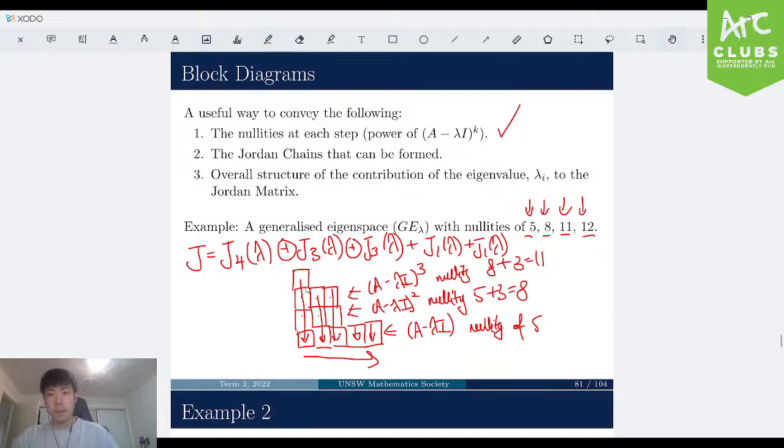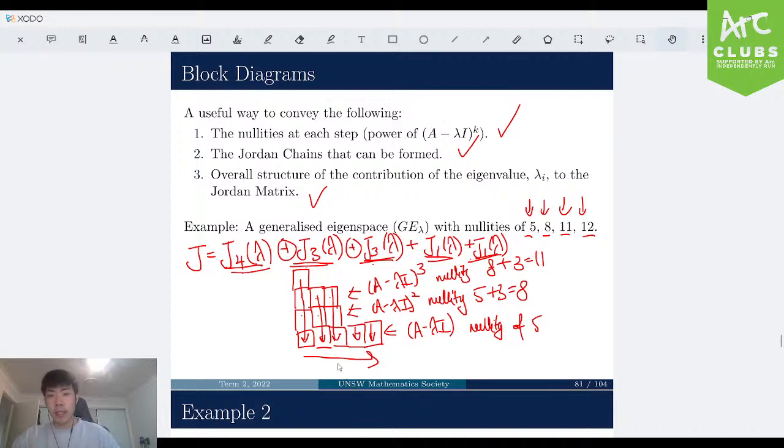And yeah, so we can form all of these linearly independent Jordan chains just by looking at our block diagram. Okay? We know that these ones must be able to be formed. And that also covers our last dot point here, saying that the overall structure of our Jordan matrix can also be conveyed by the block diagram.